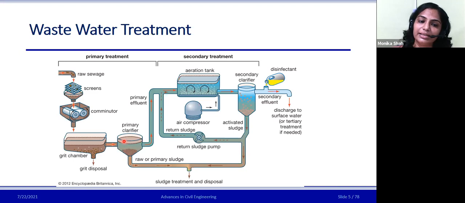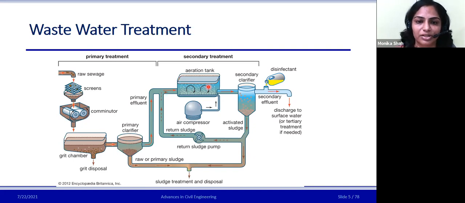Sometimes, to speed up this particular process, we add coagulants. After the coagulation and flocculation process, the flocs settle in the primary clarifier. After this, the effluent moves ahead to the aeration tank, which is considered a secondary treatment, or sometimes a biological treatment.